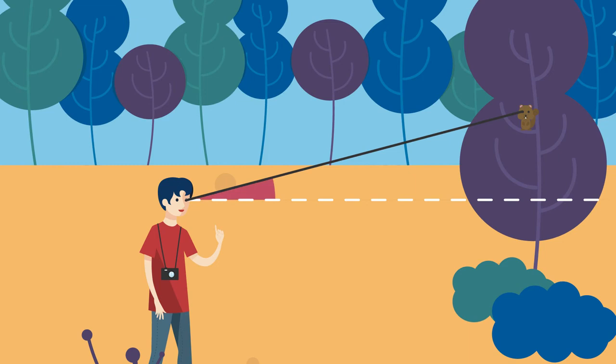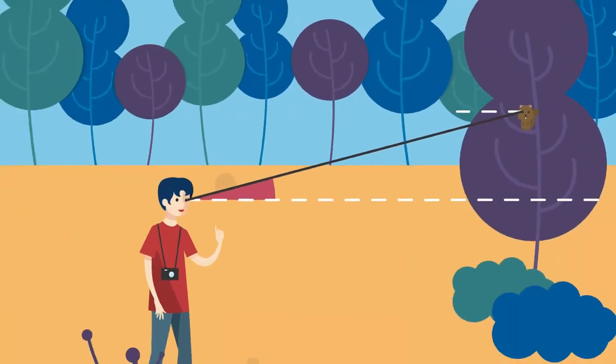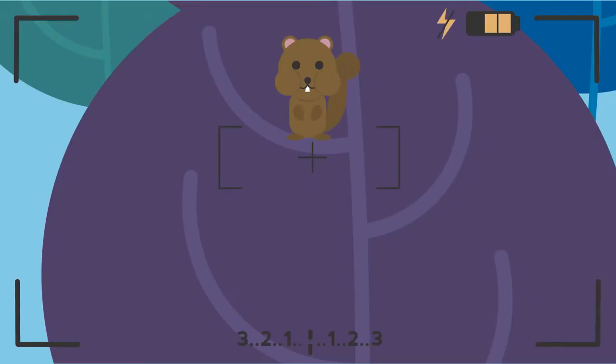Interestingly, the squirrel looks back at Dylan. There is an angle of depression of Dylan from the squirrel. Let's draw the horizontal and line of sight. Can you see it? It is here. Since both horizontals are parallel and are cut by the same line, these two angles are equal. Dylan takes a picture of the squirrel and walks on.